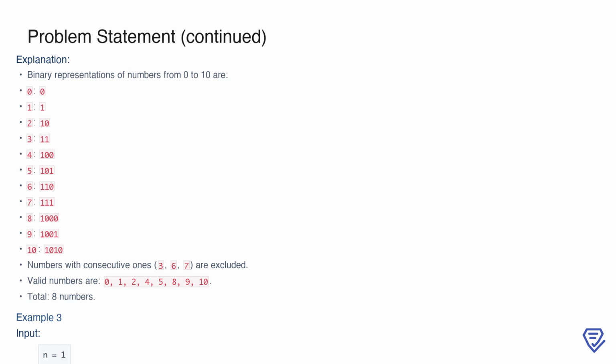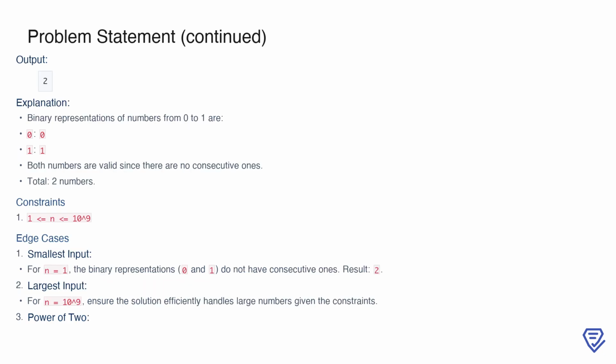For smaller values like n equals 1, the process is similar, but there are fewer numbers to evaluate. When n is 1, we are only considering the binary representations of numbers 0 and 1. The binary form of 0 is 0, and the binary form of 1 is 1. Neither of these numbers has consecutive ones, so both are valid. This means that the total count of valid numbers is 2.